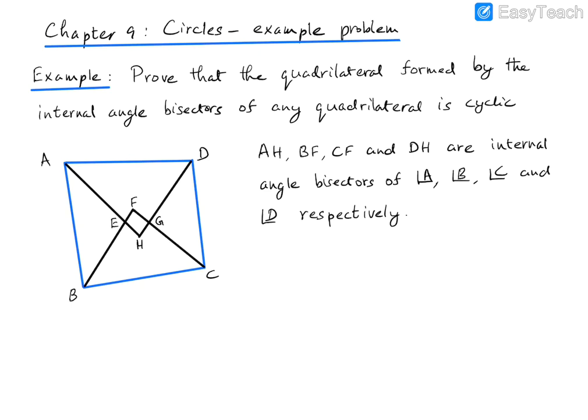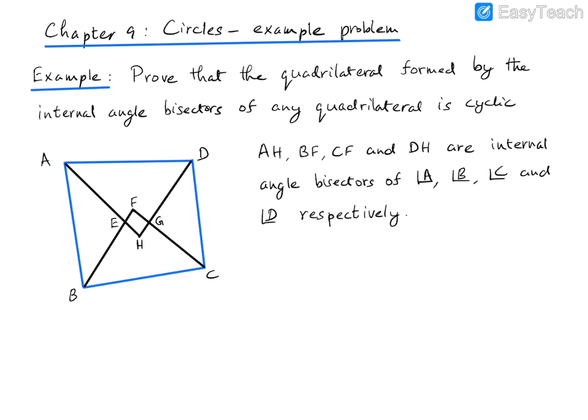And we know from the definition of cyclic quadrilaterals, the property that must be satisfied is that the opposite pair of angles must add up to be 180 degrees. So if we can show that any pair of opposite angles in this quadrilateral EFGH has a sum of 180 degrees, then we would have proved that the quadrilateral is a cyclic quadrilateral.